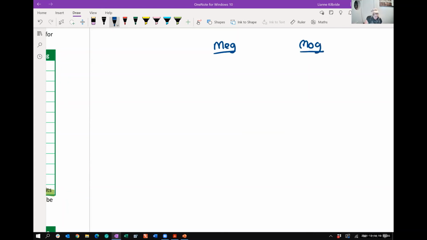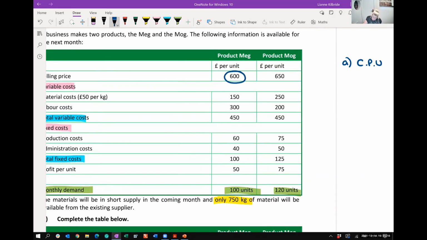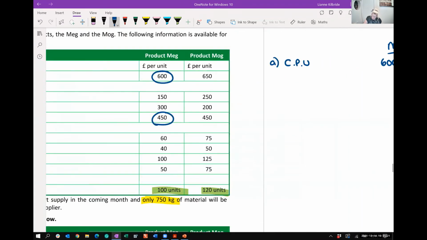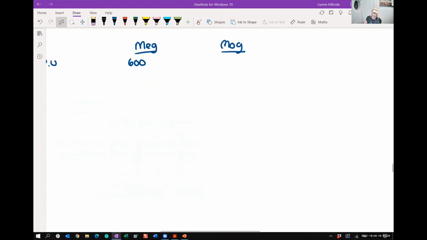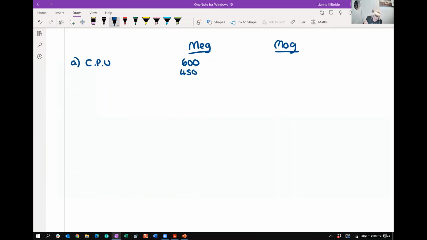Okay, the first part of the question in question A was to work out the contribution per unit, which we've already established is the selling price minus the variable cost. So you've got your £600, just getting the data from the table, £600 minus your total variable cost here. And again, 650 minus 450. If you want to write it out at the side, you can, or you can do basic maths at the side of your table. It's entirely up to you, but I'm just showing you it in full workings. So 600 minus 450 gives you £150 contribution per unit. And for Mog, it's 650 minus 450, which gives you £200 contribution per unit.